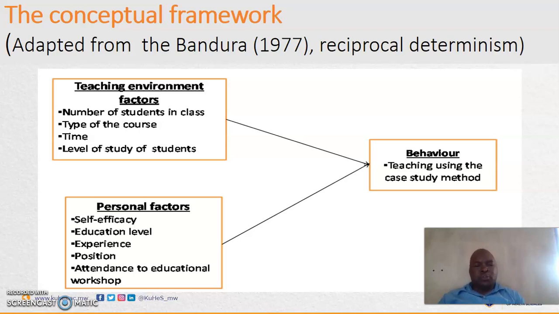Taking this into the perspective of this study, behavior was viewed as teaching using the case teaching method, personal factors were the self-efficacy and education level of the educator, and environmental factors were the number of students in class as well as the type of course. This conceptual framework guided us in the literature search, methodology, data analysis, as well as the discussion of the findings.